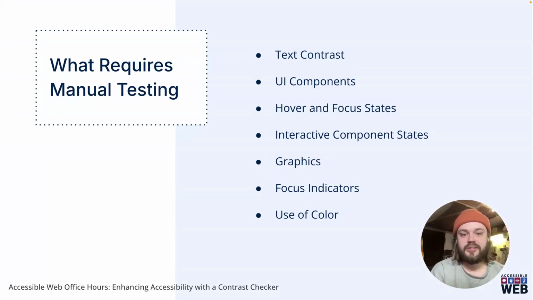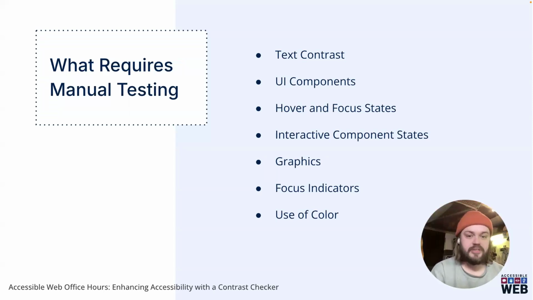This is because automated scanners cannot fully detect all states and properties of the text and components on the page. So for text contrast, automated scanners may miss placeholder text, nested text components, and custom components. For UI components, there's buttons, form elements, and interactive components that need to be checked. Hover and focus states need to be checked, so changes in contrast during these must be tested manually, especially for changes in text contrast. Interactive component states such as checked, selected, active, and default states also must meet a 3 to 1 contrast ratio.